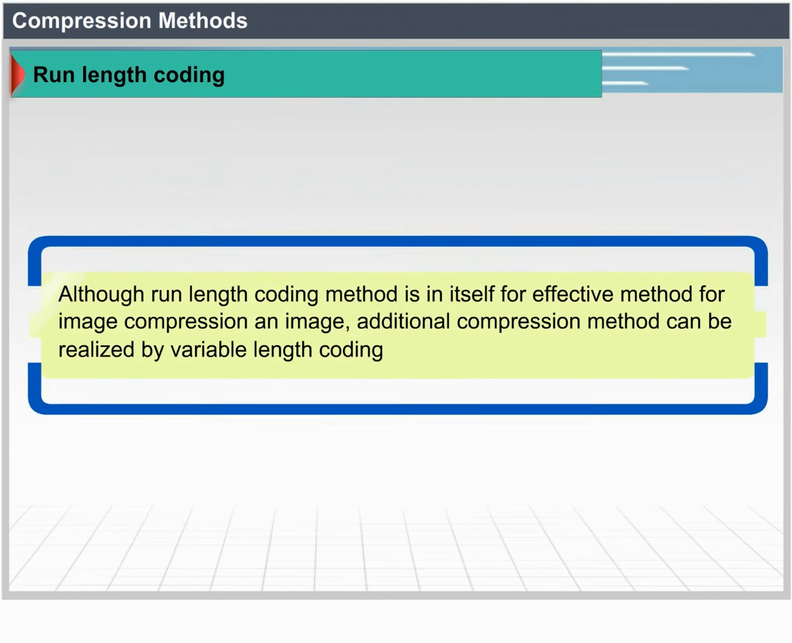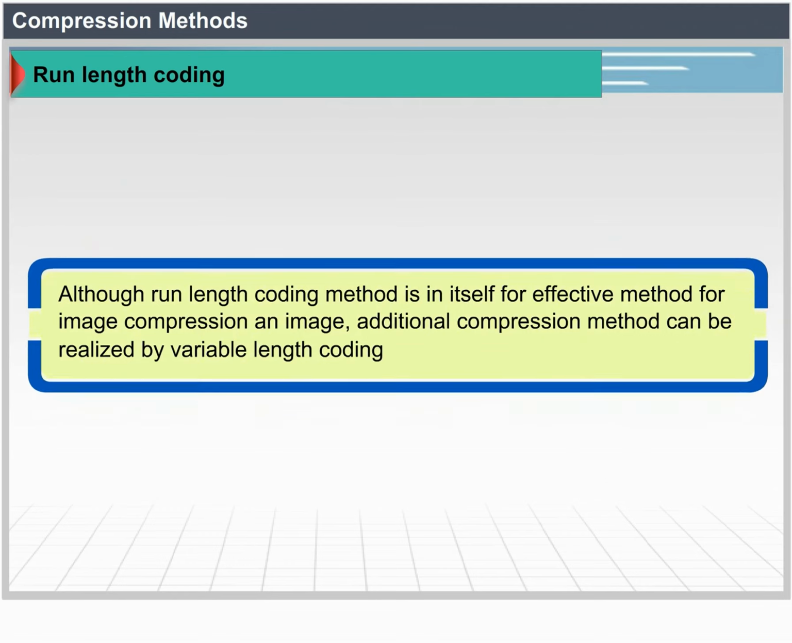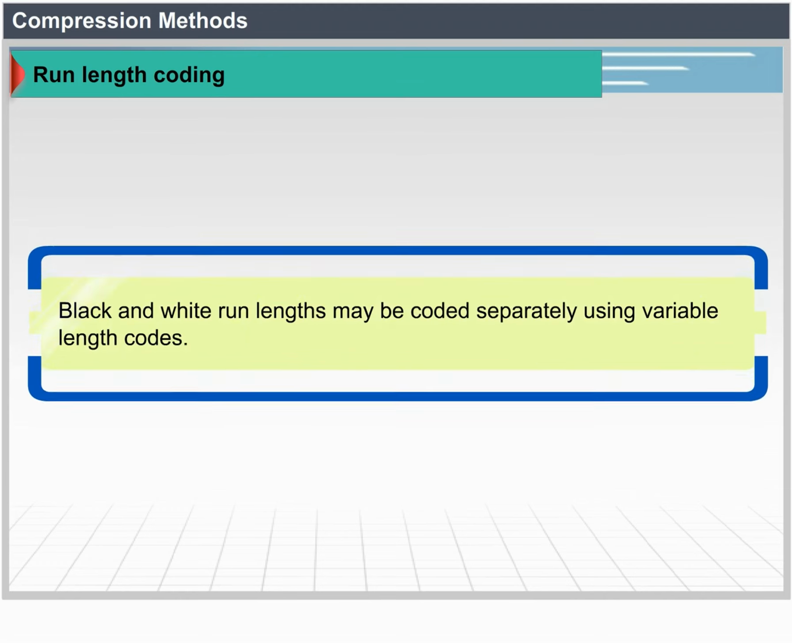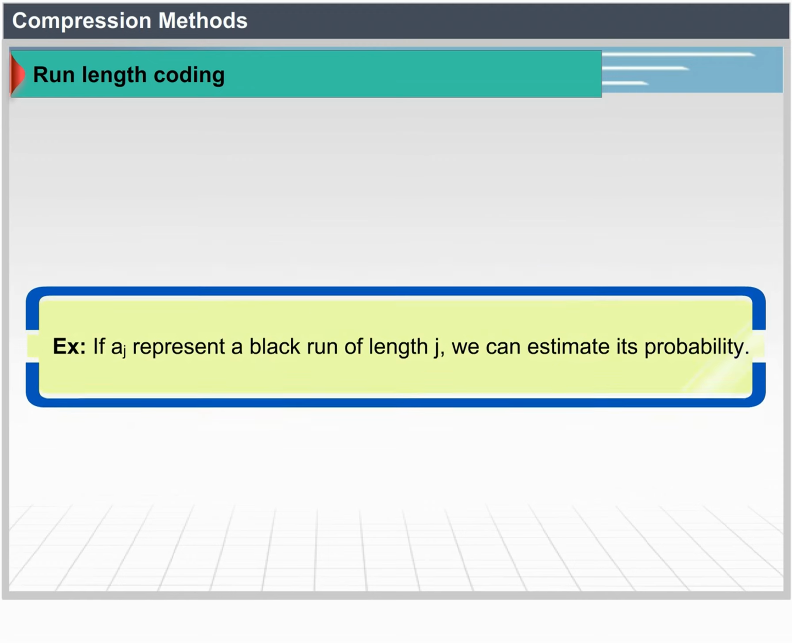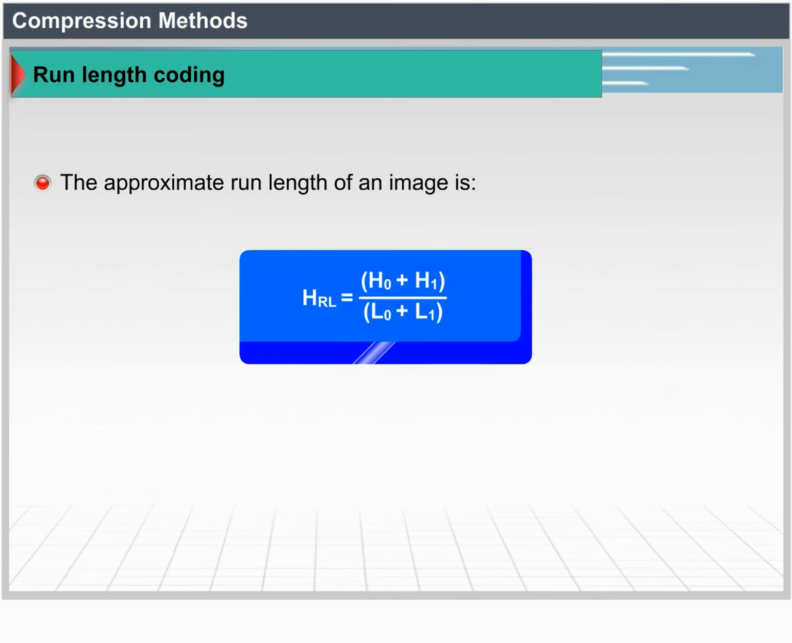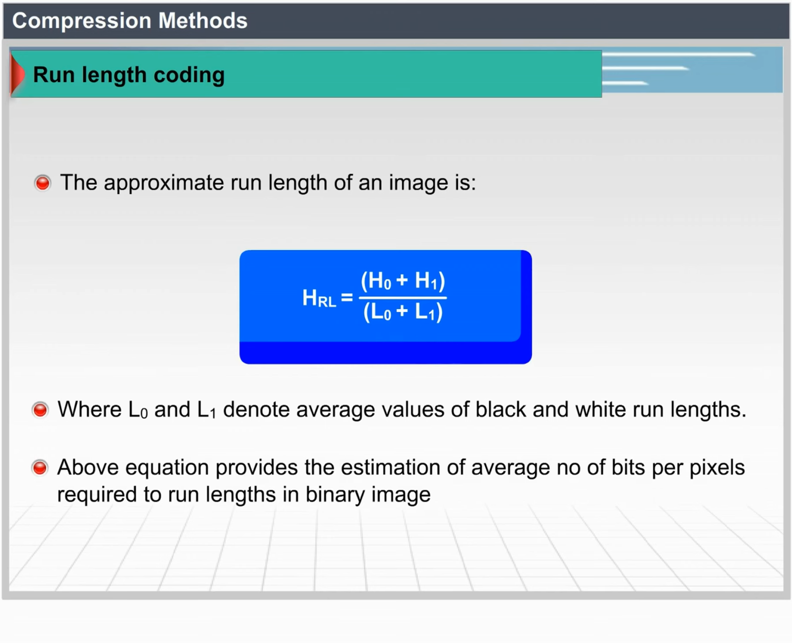Although the run length coding method is in itself an effective method for image compression, additional compression can be realized by variable length coding. Black and white run lengths may be coded separately using variable length codes. For example, if a_j represents a black run length of j, we can estimate its probability. The approximate run length entropy of an image is H_RL equals (H0 plus H1) divided by (L0 plus L1), where L0 and L1 denote average values of black and white run lengths. The above equation also provides an estimation of the average number of bits per pixel required to code the run lengths in a binary image.